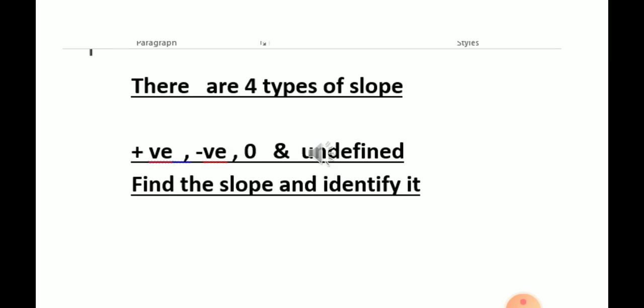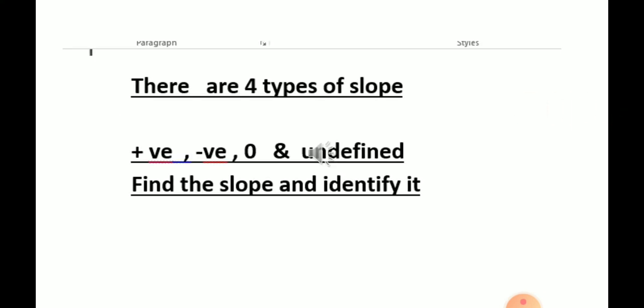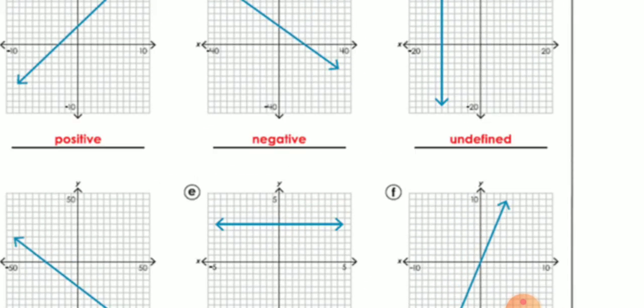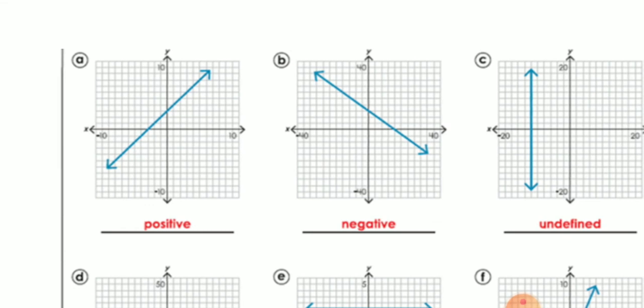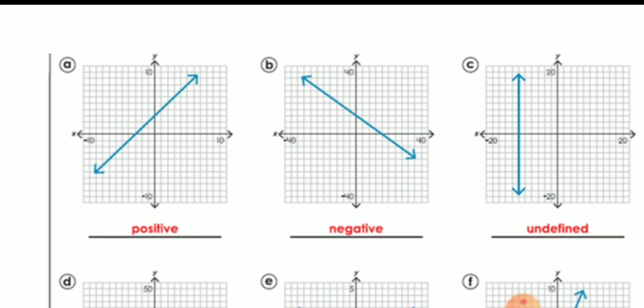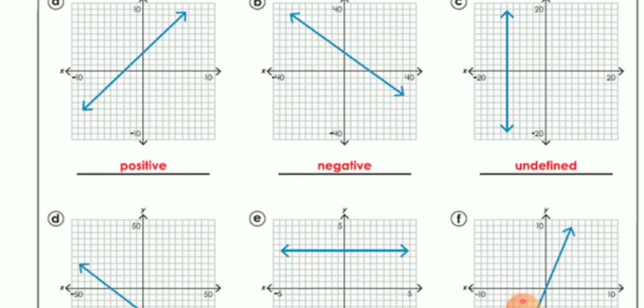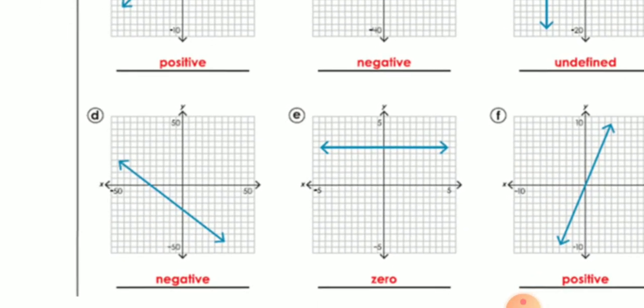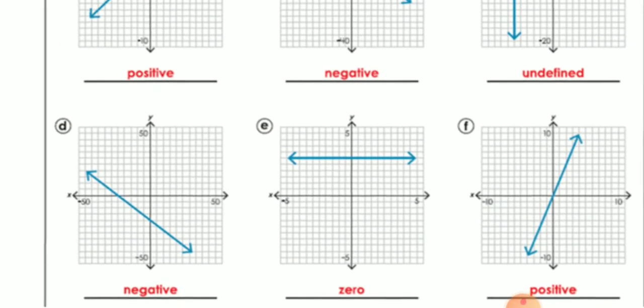There are 4 types of slope: positive, negative, 0, undefined. Find the slope and identify it. Here I have the first one, which goes to the right, positive. The second one, which goes to the left, negative. The third one, undefined. Undefined. Then negative, then 0, then positive.